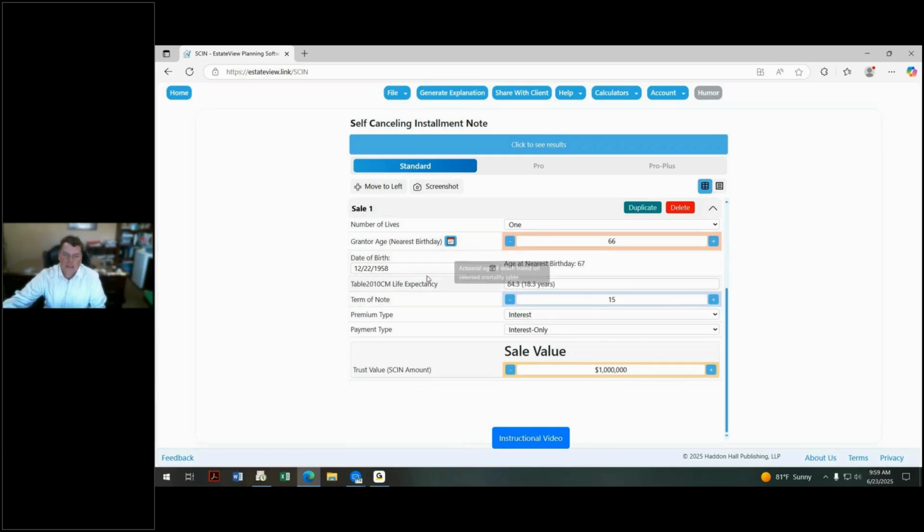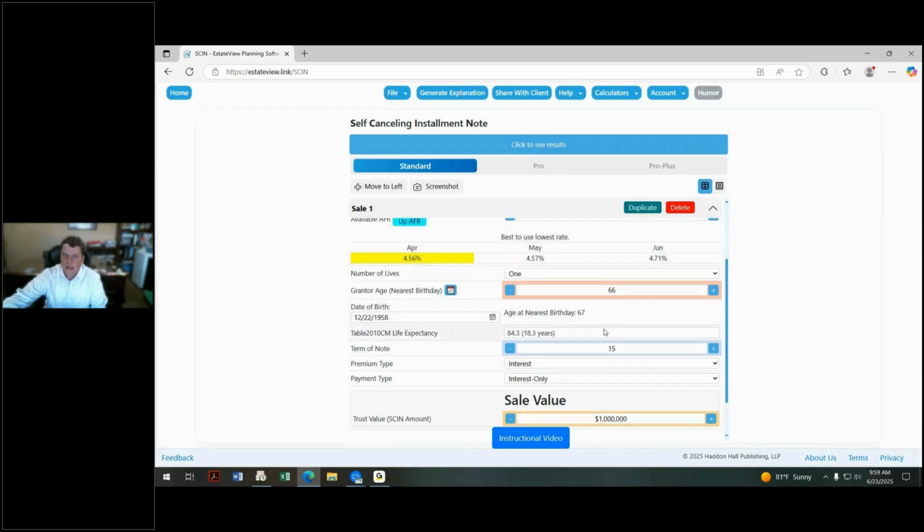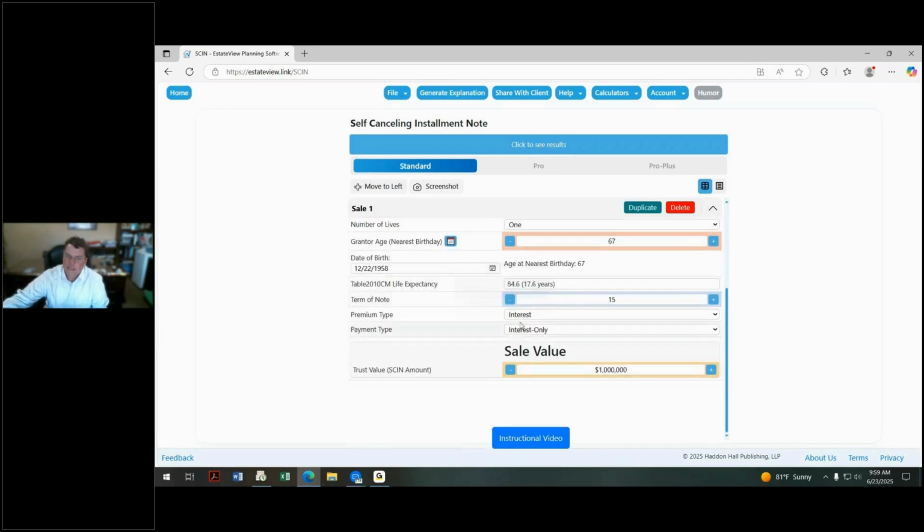But again, what we can do here is put in the date of birth. And so I'm going to put in 12/22/1958. And because we're within 6 months of that date, it means I'm actually treated as being a 67-year-old. So now that I know how old I am, I would come back to this grantor age nearest birthday, and let's put that at 67 years old. Now with a 67-year-old, the average life expectancy is 17.16 years.